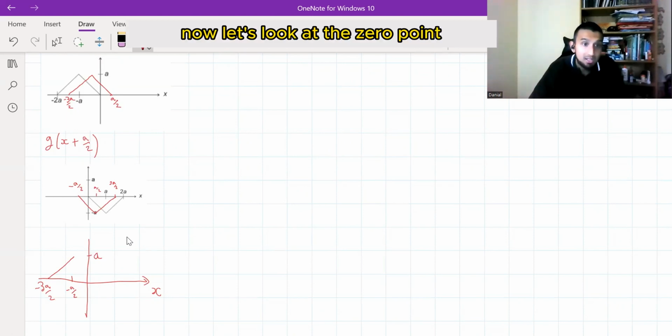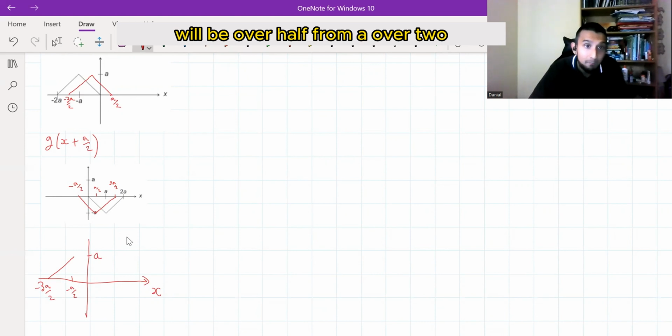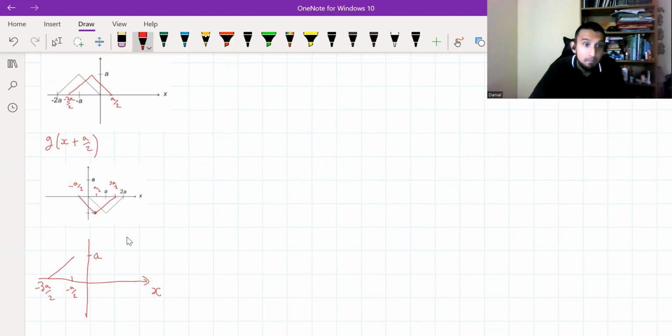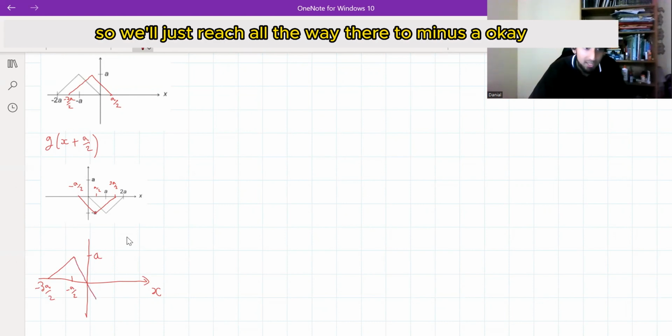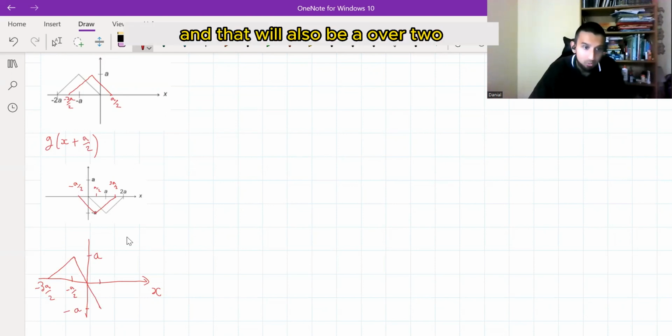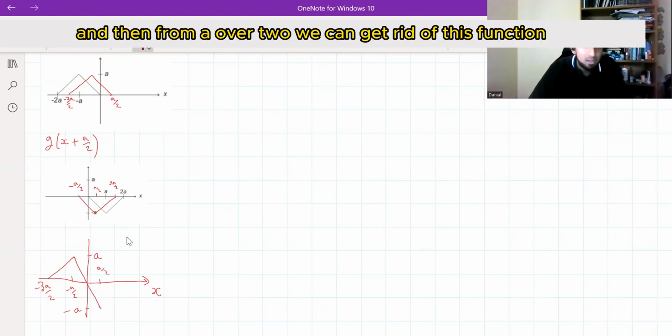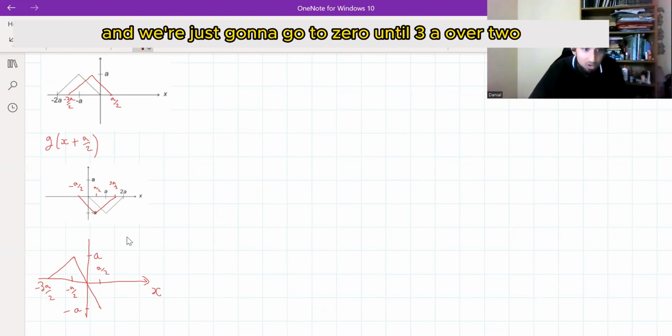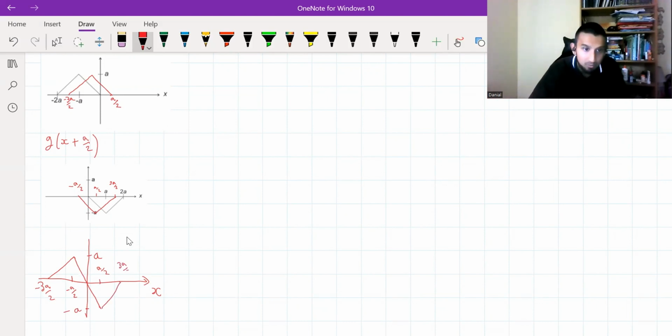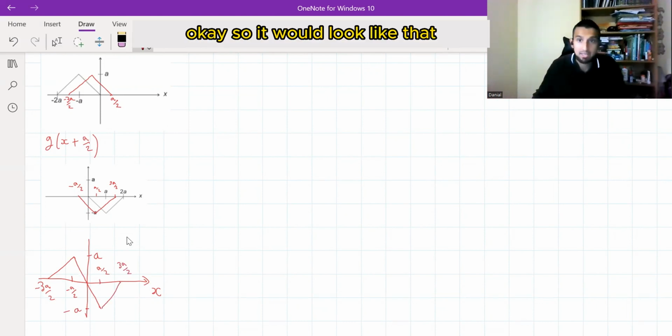Now let's look at the 0 point will be over here from a over 2 minus a over 2 will be 0. So we'll just reach all the way there to minus a, okay? And that will also be a over 2. And then from a over 2, we can get rid of this function and we're just going to go to 0 until 3a over 2. Okay, so it would look like that.